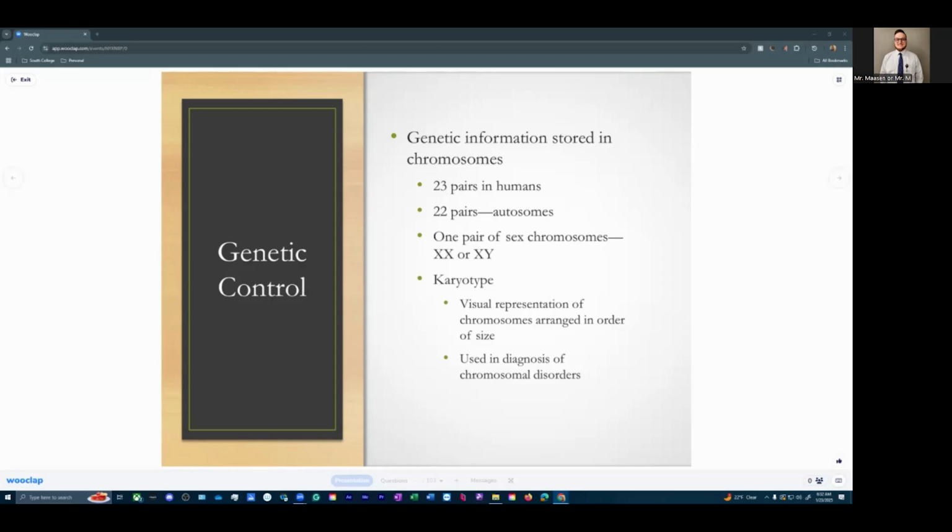And in that, a karyotype is basically a visual representation. Whenever you see people picture DNA or picture chromosomes, you're picturing them looking a little bit like this helix shape here. This is a bad drawing, but that's what a chromosome kind of looks like. A karyotype is the visual representation of this here.